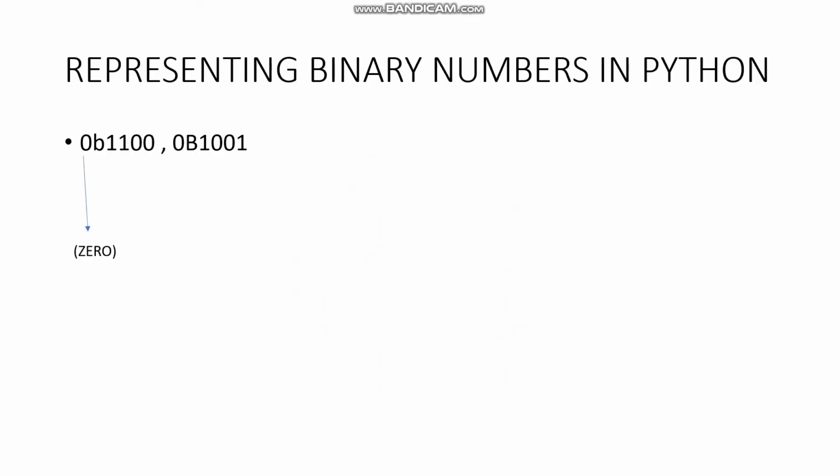Okay, so in order to represent binary numbers in Python, you have to use the prefix b. It can be small b or capital B, and this is 0. All right, this is 0, and just 0b, and you can add the zeros and ones on this side. So 0b should be the prefix before the binary digits. We'll see an example and you'll get to know it.